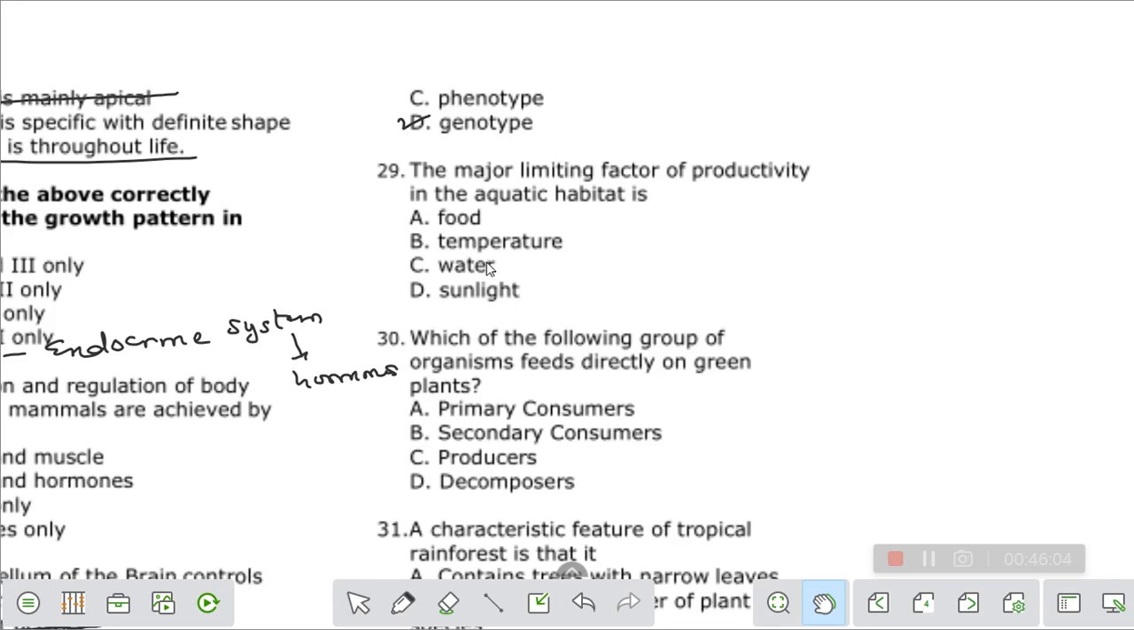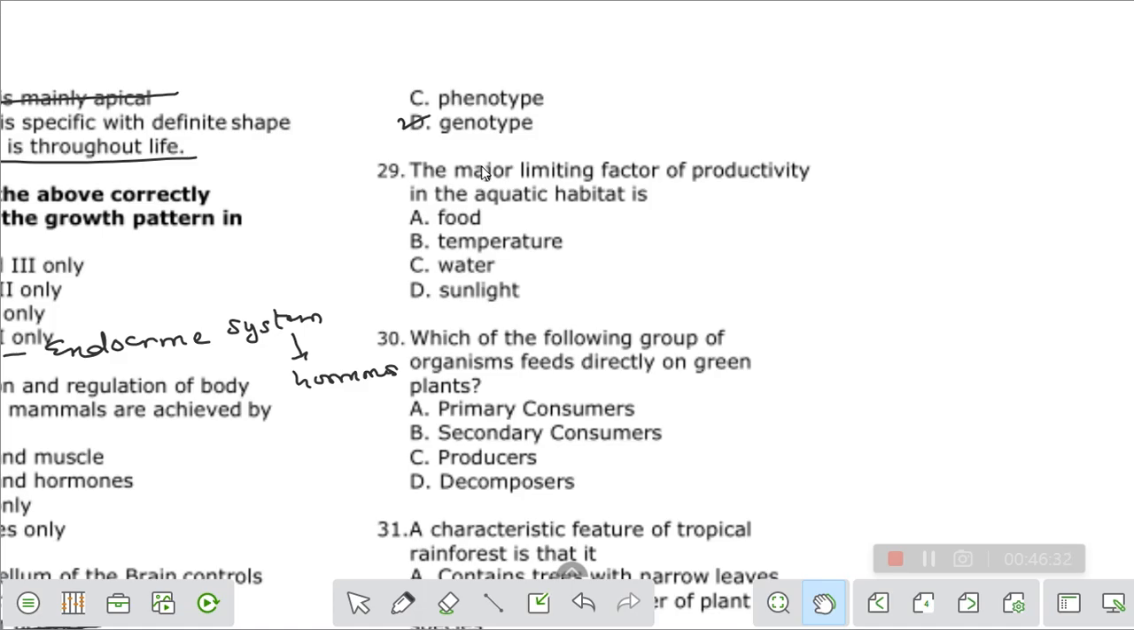So the answer is actually except. The major limiting factors in the aquatic habitats include the following: except. Is it food? Is it temperature? Is it water? Is it sunlight? Of course, water cannot be a problem in aquatic habitats because they are even inside water. So that's why it is except. So that's why the answer will be water.